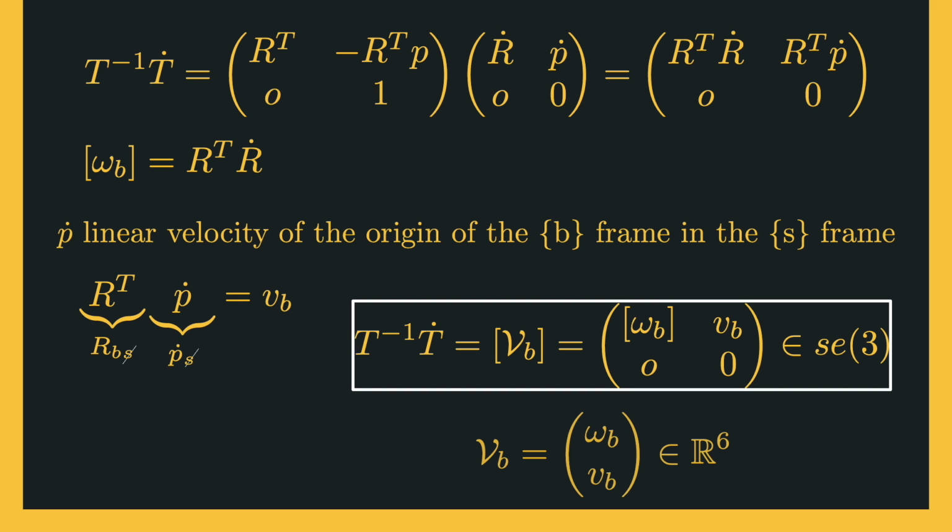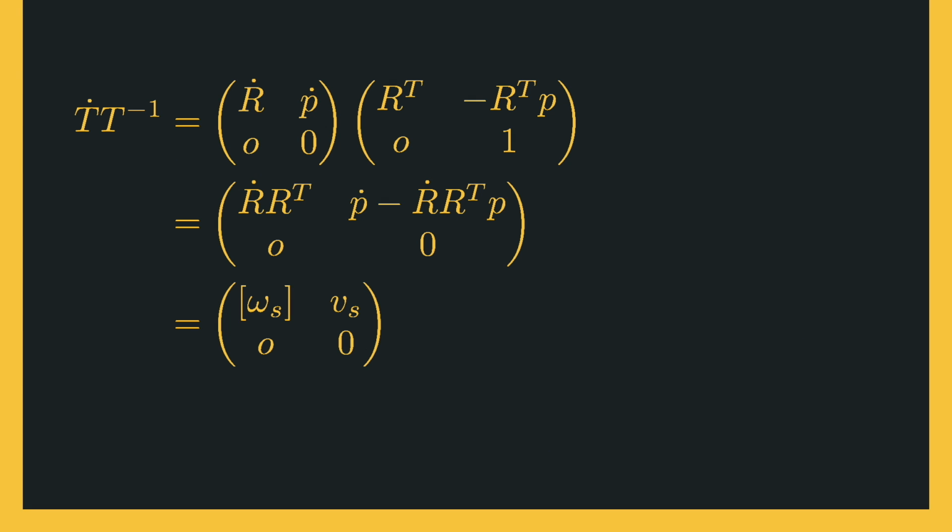We will use these matrix representations for the matrix exponential and logarithm for rigid body motions in the next lesson, as we did for the matrix exponential and logarithm for rotations. We can find a similar physical interpretation for the multiplication of T dot and T inverse as this equation.